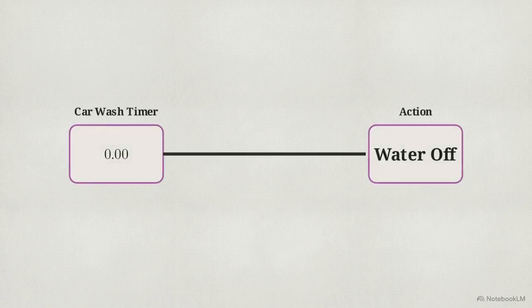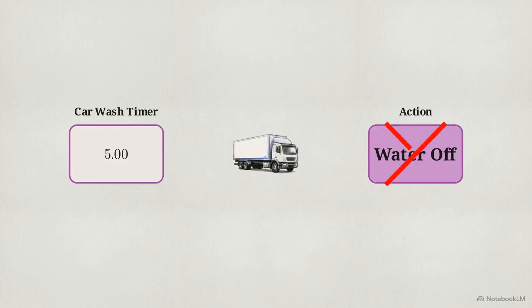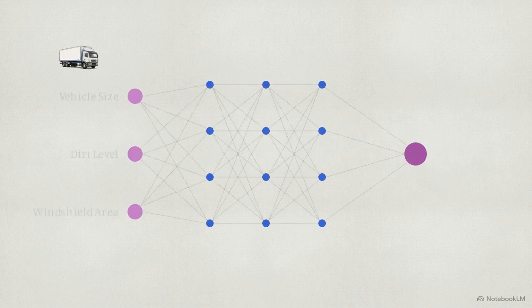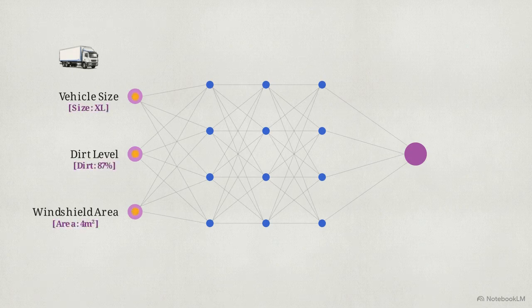We can start by drawing a line between basic automation and actual machine learning. Automation relies on strict, rigid instructions. If a car wash timer hits 5 minutes, the water shuts off. That works in a controlled environment. But if you introduce an unexpected variable, like an oversized truck, those fixed rules break down. The system cannot adapt. Artificial intelligence replaces fixed if-then rules with dynamic predictive models.